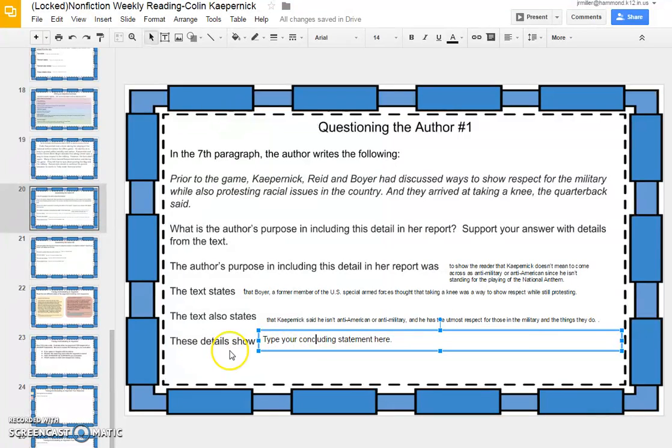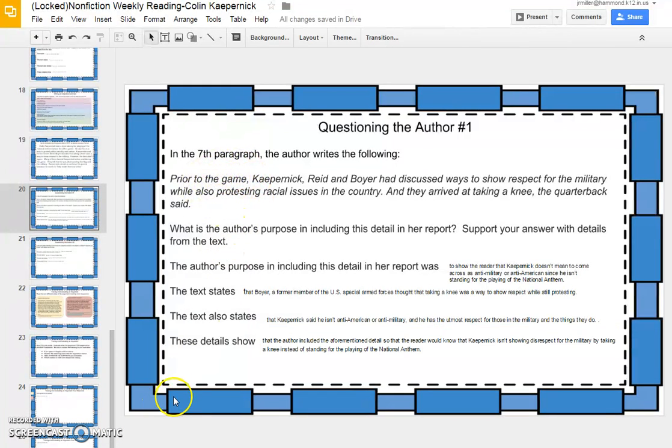Now, this final sentence is where I wrap up my response. It's where I show that I do know what I'm talking about and I'm tying everything together. So what do these details show as it relates to what the author said right here and what the question is? So my final sentence says this: these details show that the author included the aforementioned detail so that the reader would know that Kaepernick isn't showing disrespect for the military by taking a knee instead of standing for the playing of the national anthem.